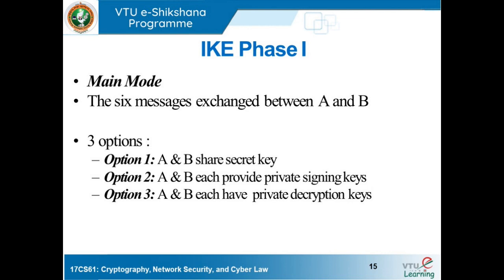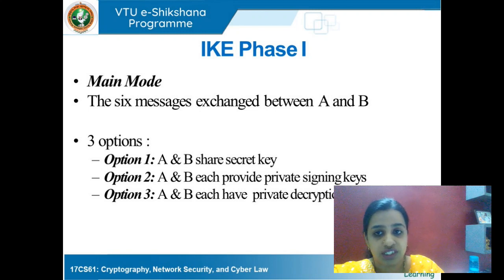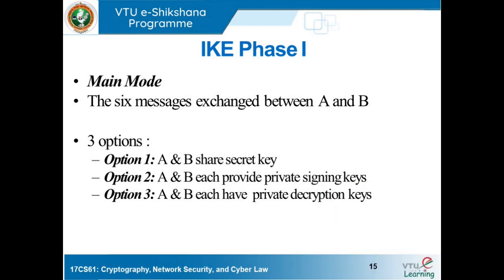Now, having understood that the main mode has 6 messages exchanged between the two communicating parties, the initiator A and the responder B, there are 3 options for performing this phase. The first option is wherein both the communicating parties share a secret key. The second option is wherein both the communicating parties each provide private signing keys. The third option is wherein A and B each use private decryption keys.